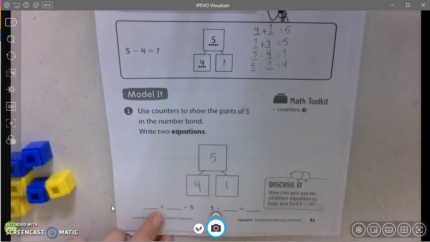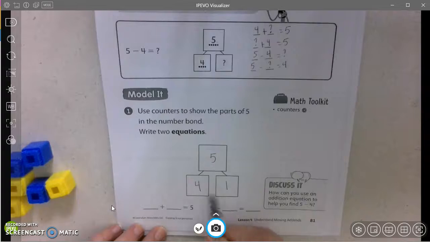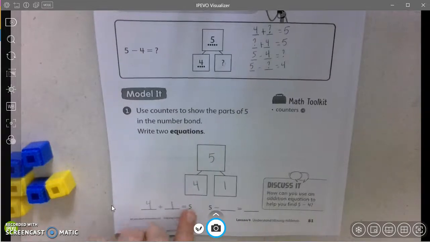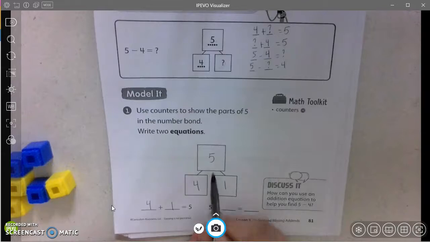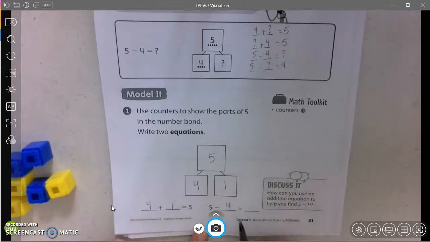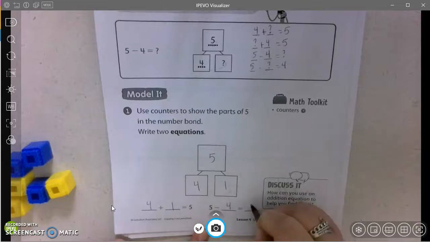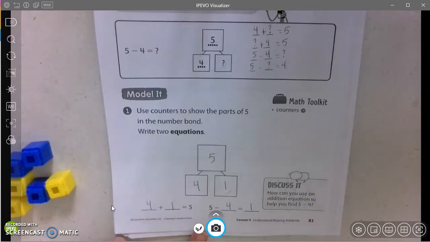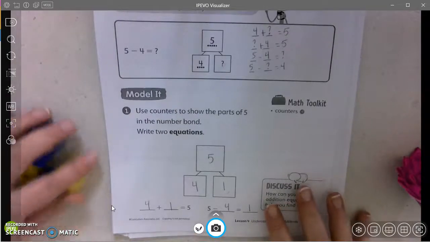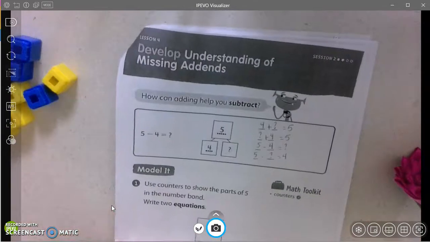And our addition equation to equal 5, you could pick going either way, it doesn't matter. 4 plus 1 equals 5. For subtraction, I'm going to say 5 minus 4 equals 1. Does this make sense? We're going to work on this during our morning meeting too, so that way if you have any questions, you can ask.